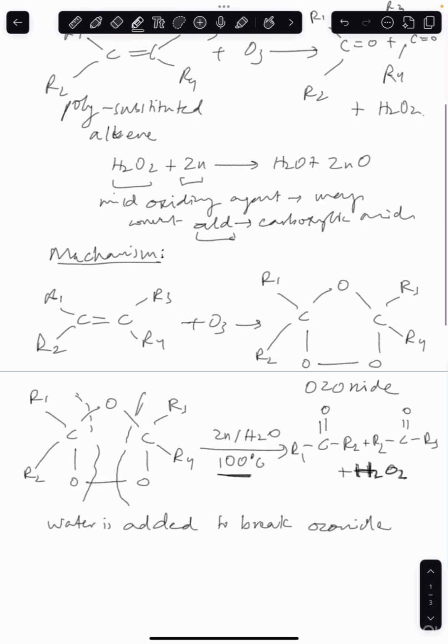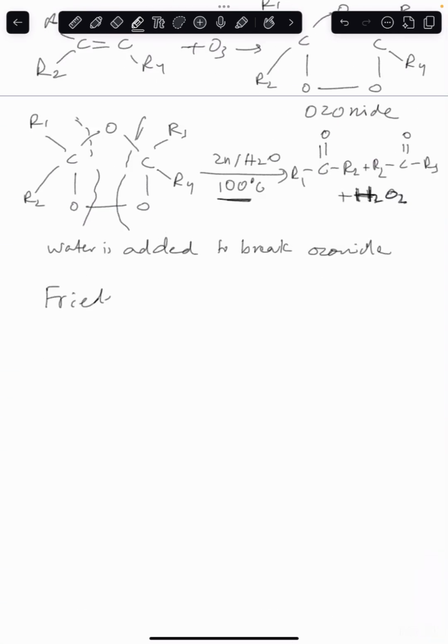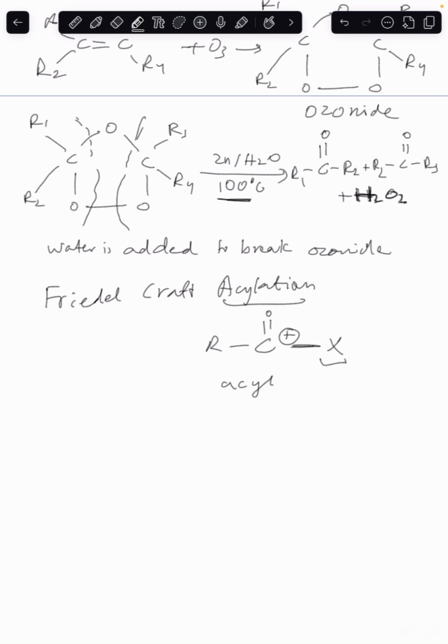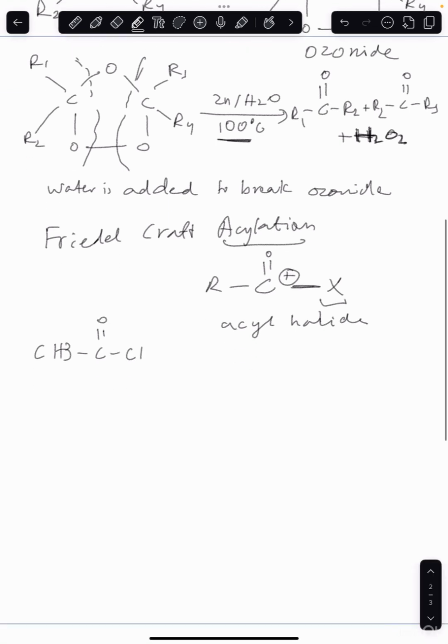Now we will move on to Friedel-Crafts acylation. Now what is acyl group exactly? Acyl group is this group, which is combined to a halide ion, so it is called an acyl halide. For this reaction we will be using CH3, C double bond O, Cl, and the catalyst that we are going to use is the Friedel-Crafts catalyst FeCl3, or we can also use AlCl3. So in this reaction we will use AlCl3.